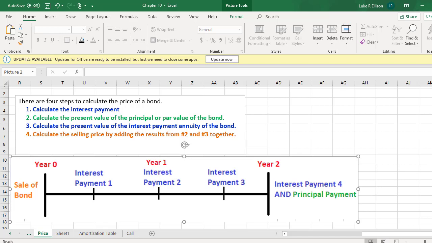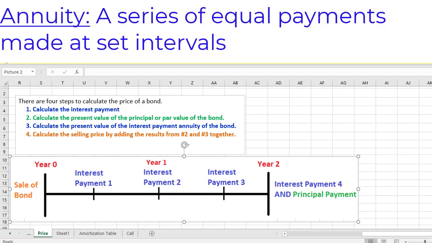Now the word annuity is just a fancy word for payment of a set amount that happens at set intervals. In this case we have the interest payment, which happens at set periods, every half year, and it's for one amount. The amount of the interest doesn't change, so we would call that an annuity. And just like with the principal payment, this is happening sometime in the future, right? It's not happening at year 0. It's happening all these different times. So we'll have to find the present value of each of these interest payments at year 0 for step 3.